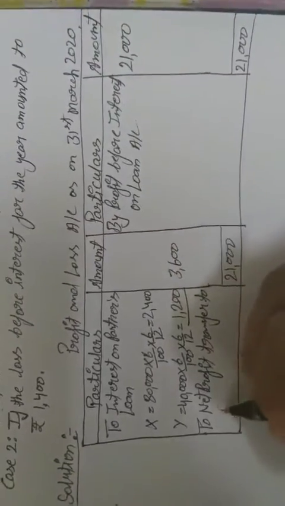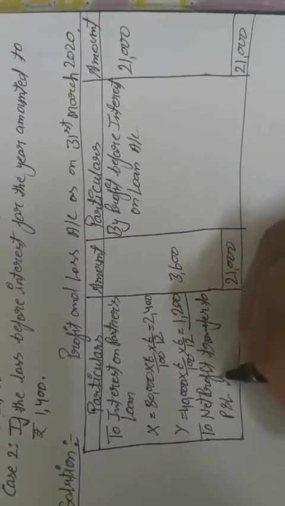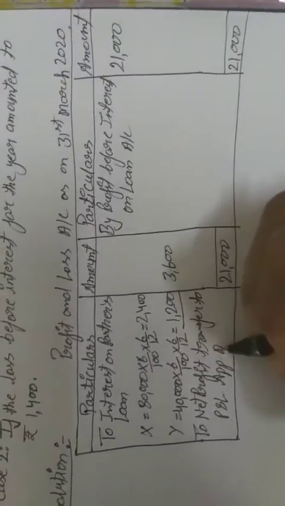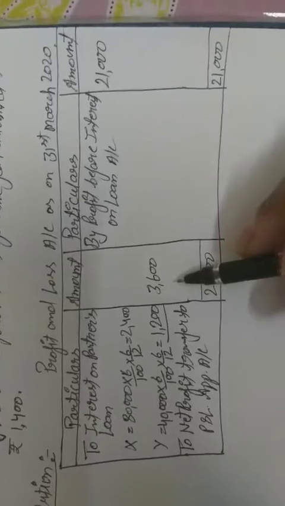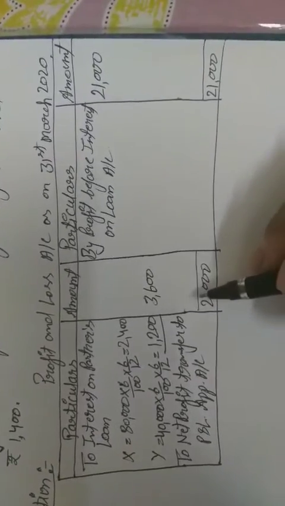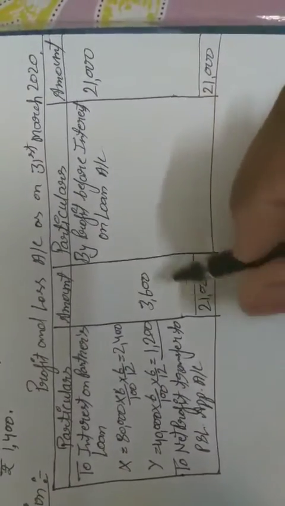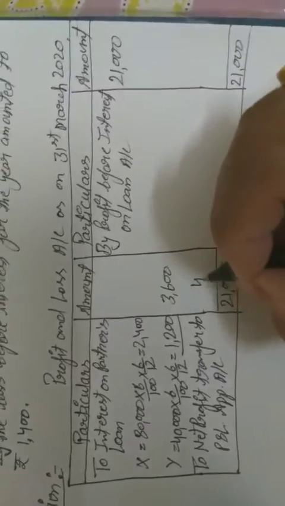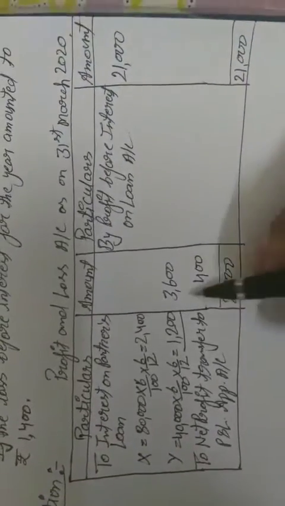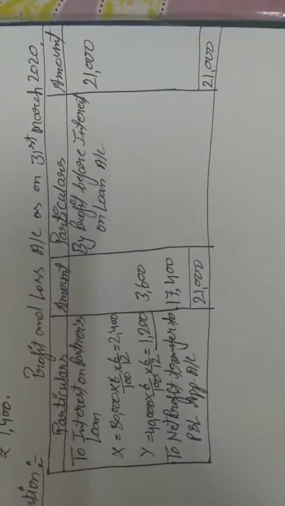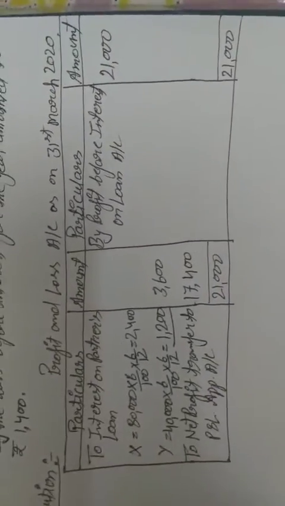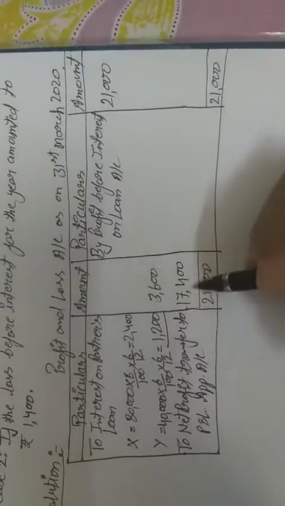to the P&L appropriation account. If we subtract from this, the balance will be 17,400. The 17,400 balance will be left, and this 17,400 will be distributed among the partners.